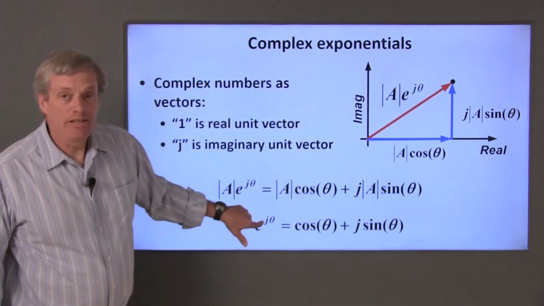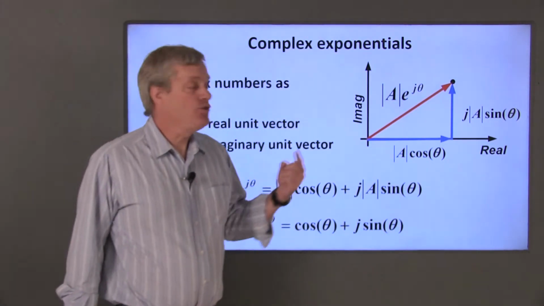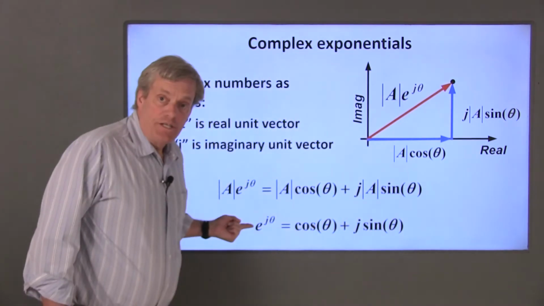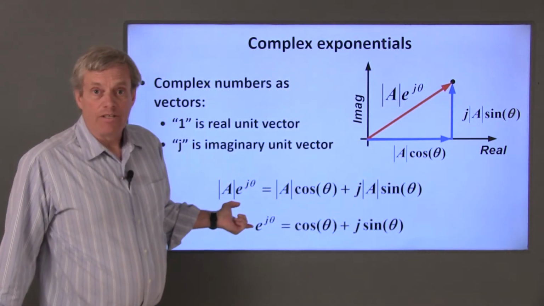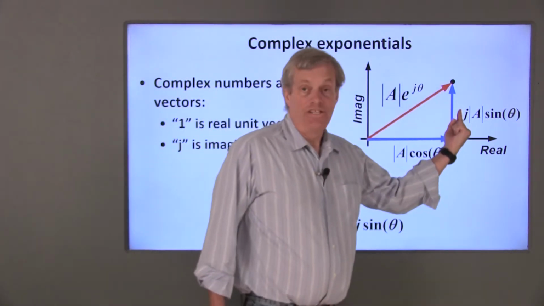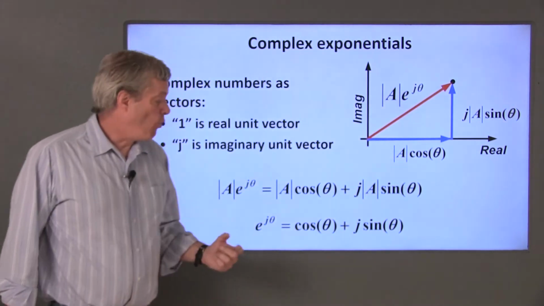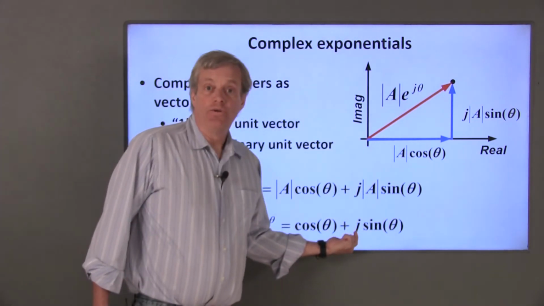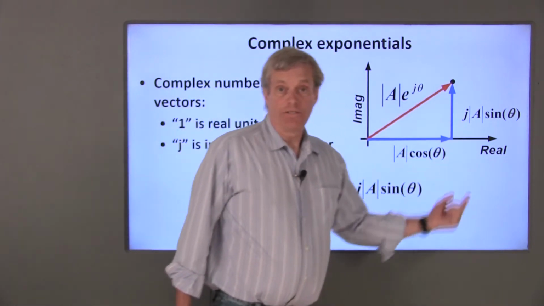This means that e to the j theta can be thought of as a unit vector in the theta direction. This equation gives the transformation between the unit vector in the theta direction and the unit vectors in the real and imaginary directions. Remember that 1 is the unit vector in the real direction, and j is the unit vector in the imaginary direction.